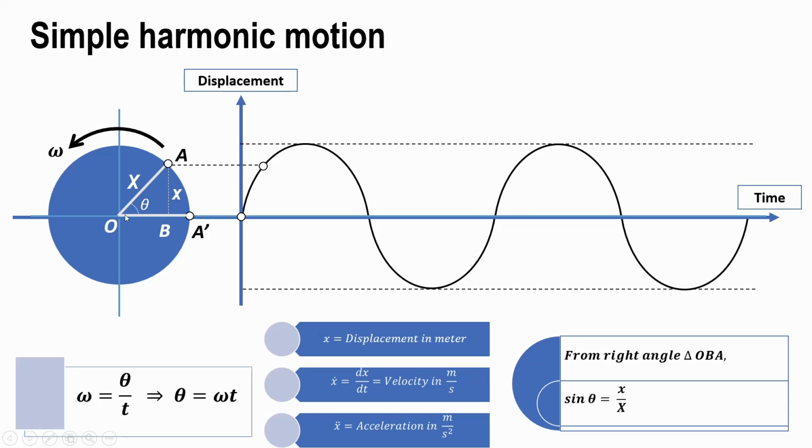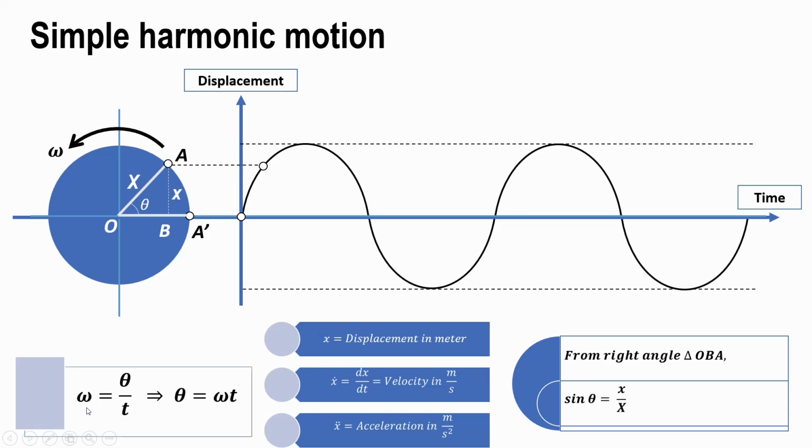The angle that is made by OA with the horizontal, or the angle turned by this A dash, is theta, as we have already seen. From this right angle triangle OBA, sin theta will be equal to opposite side divided by hypotenuse. The opposite side is small x, the hypotenuse is capital X. So that is written over here: sin theta is equal to x upon X. Small x is the displacement in meter. X dot, that is dx by dt, is velocity in meter per second. X double dot is nothing but acceleration in meter per second square. These are the various terms which will be required.